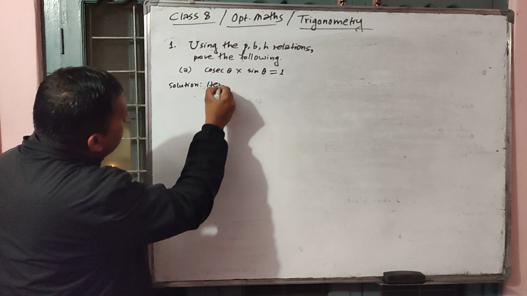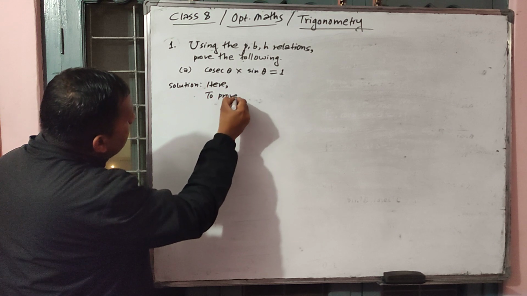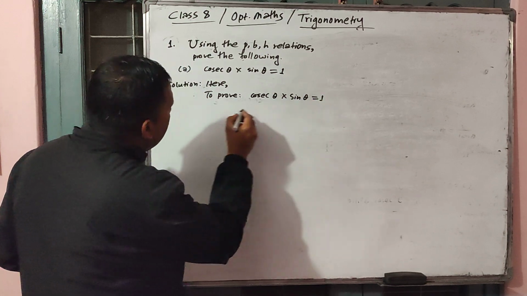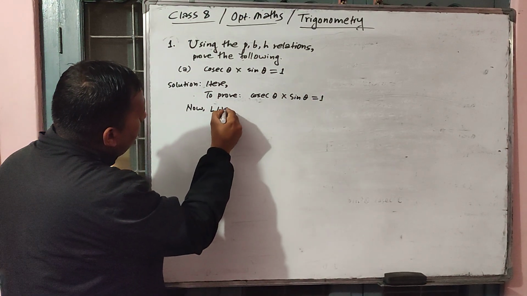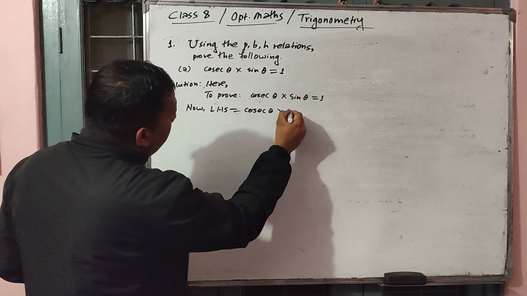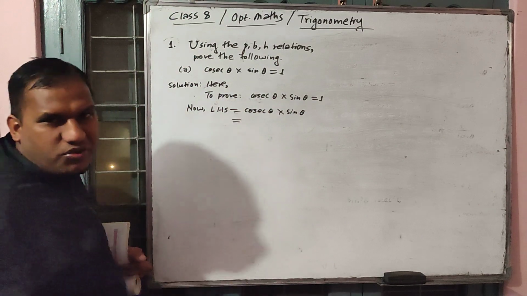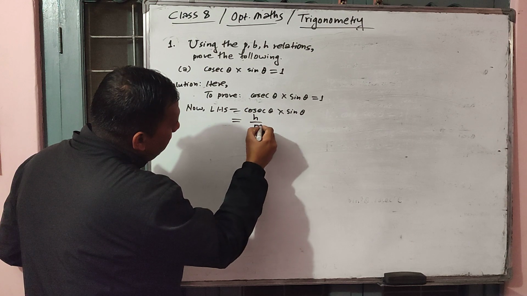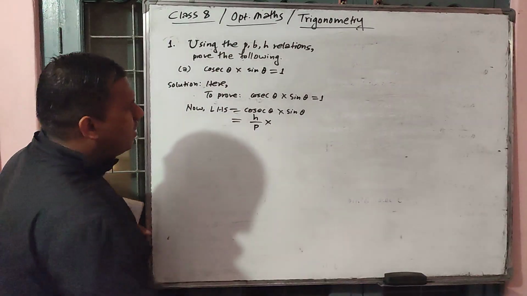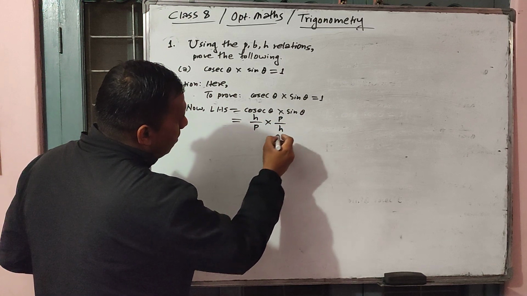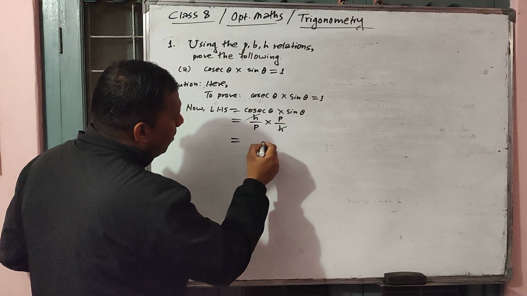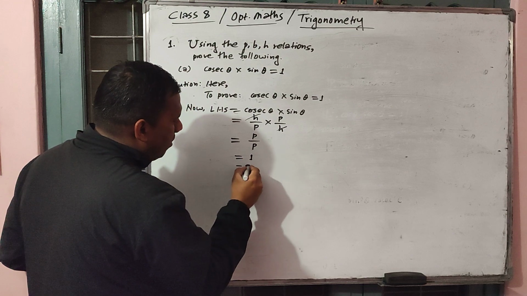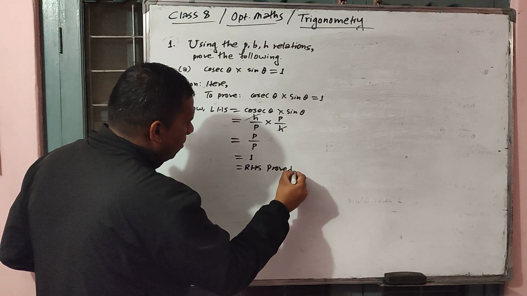Now its solution here. To prove cosec theta multiply with sin theta equal to 1. Now the LHS is equal to cosec theta multiply with sin theta. Now we need to use the PBH form, the 6 trigonometric ratio basics. So cosec theta equal to H by P, multiply sin theta, whose ratio is P by H. So this H, H cancel, the remaining part is P by P, that is 1. So it is 1.